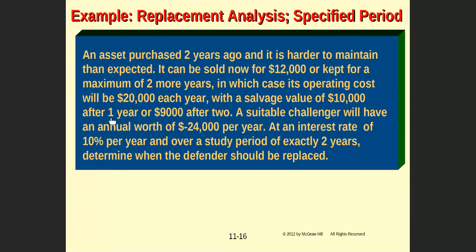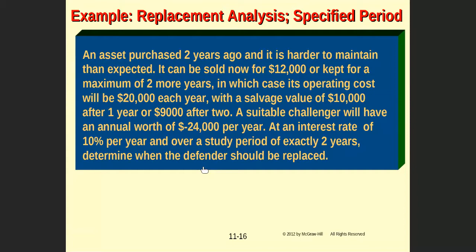So if we keep it for another year, the annual cost is $20,000 and the salvage is $10,000, or $9,000 after 2 years, which means if we keep that machine for another 2 years, the annual cost will be the same $20,000, but the salvage will be $9,000 instead of $10,000. A suitable challenger will have an annual worth of $24,000 per year, and the interest rate is 10%. Over the study period of exactly 2 years, determine when the defender should be replaced with the challenger.